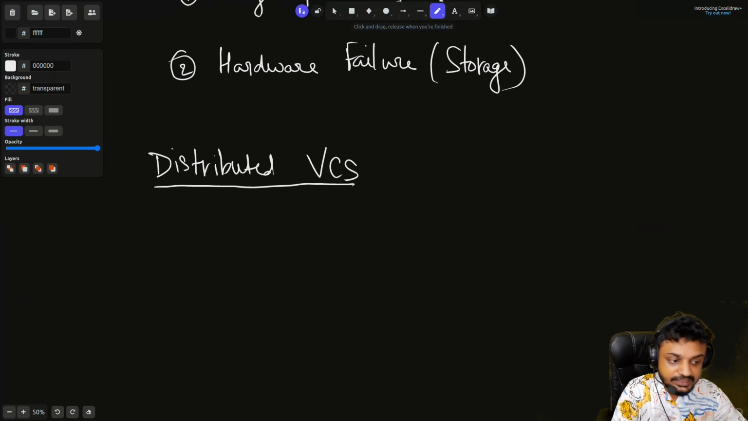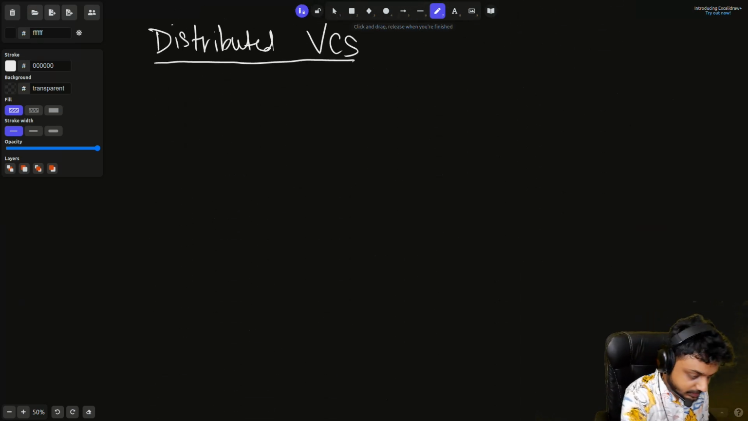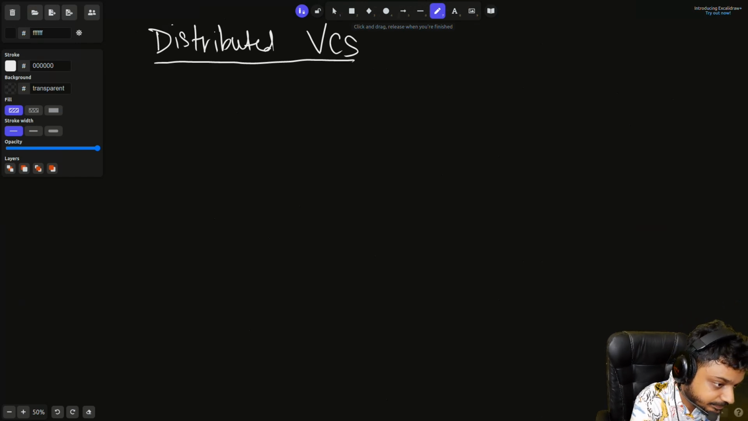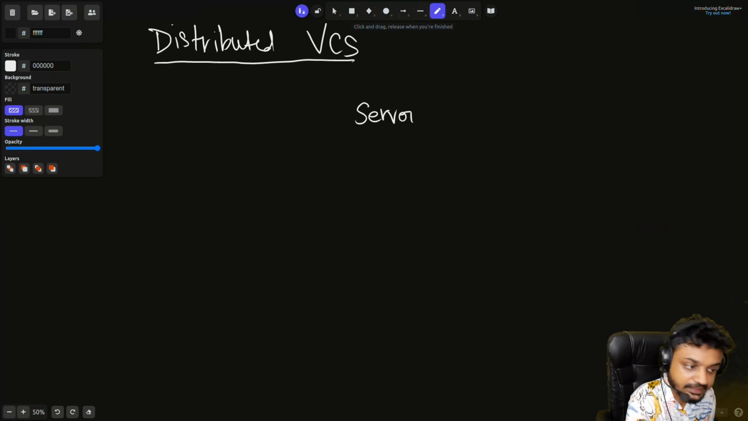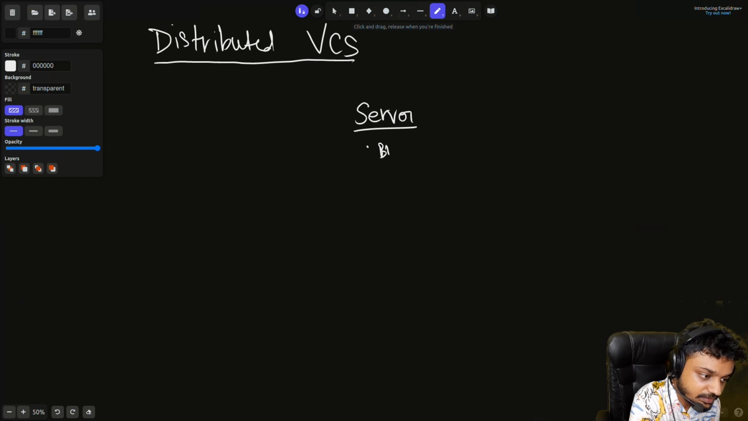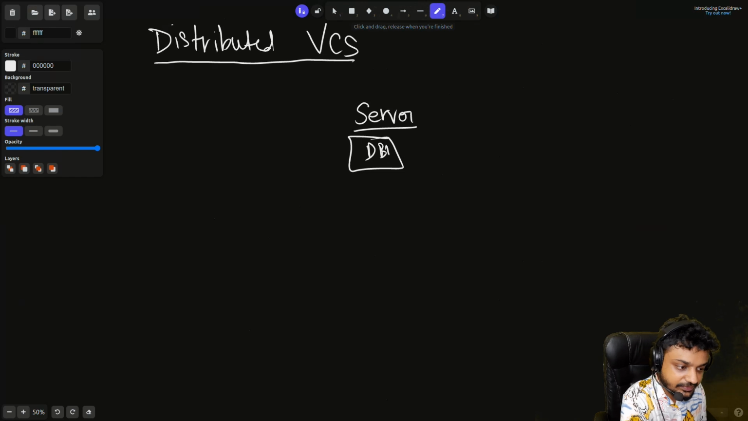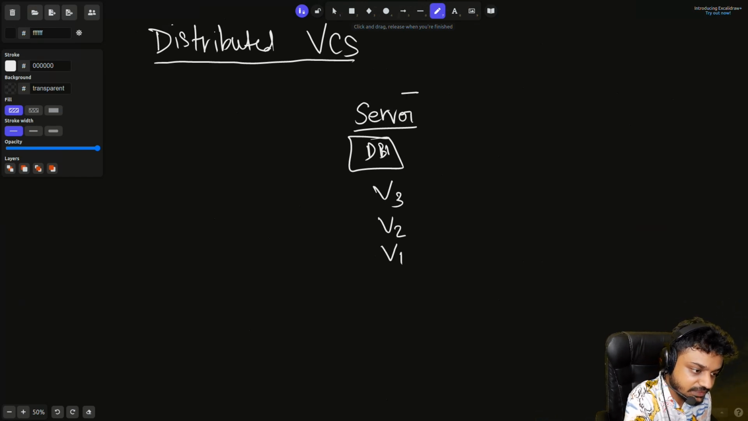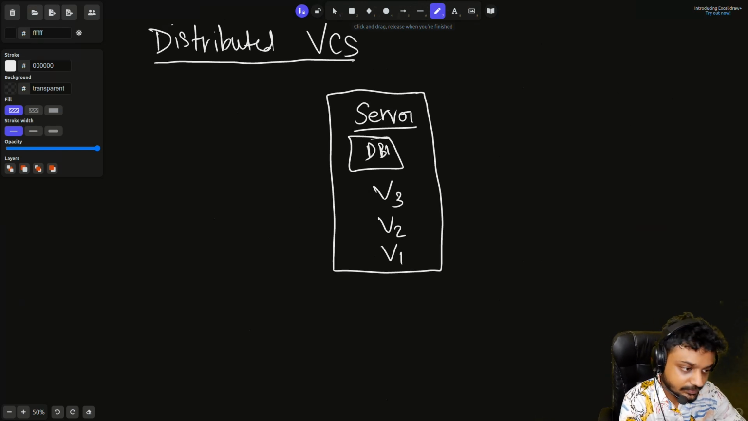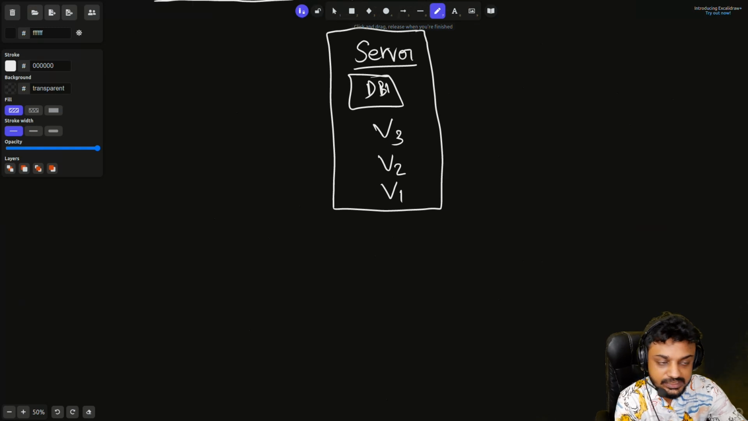Now what happens in the distributed version control system, again, I'm going to draw, and my drawing is pretty bad, so bear with me. But let's say that we have a server, and in the server we have a db. Inside the db, for some files we have different versions, v3, v2, v1. So we have this server with different versions of our project.